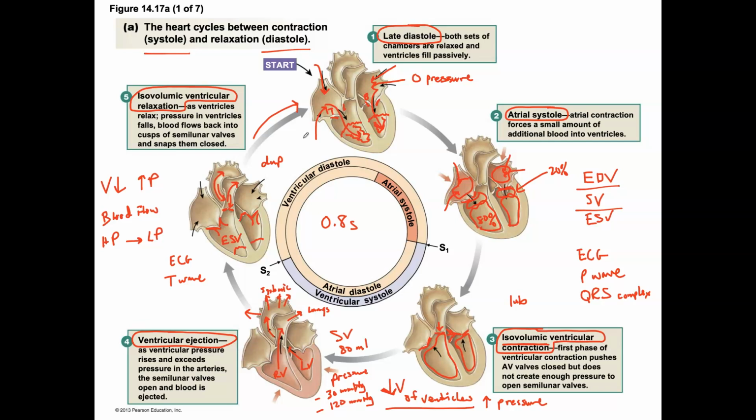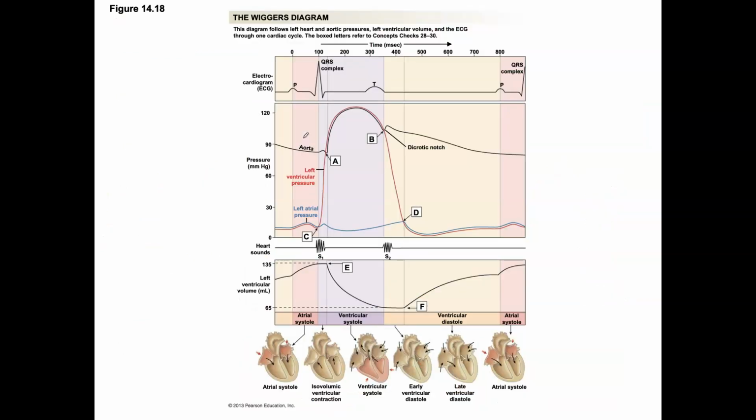The next diagram I want to show you is known as the Wiggers diagram. And the Wiggers diagram will be of interest to you because it allows you to see the electrocardiogram. So we can see the P wave, the QRS, and the T wave. So we can focus in on the electrical events of the heart. And it correlates with the cardiac cycle. So this is the cardiac cycle from a visual standpoint.